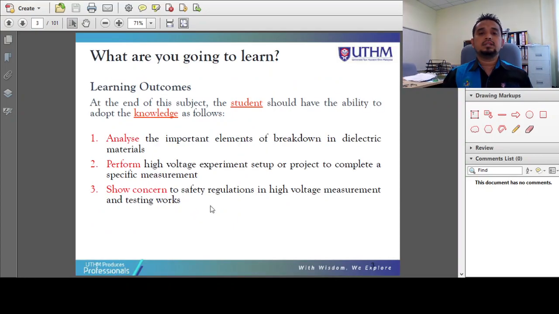What are you going to learn in this topic? As I explained before, the learning outcome for this chapter is that each student should be able to identify and analyze the important elements of breakdown. This includes all the fundamental principles and phenomena related to breakdown.